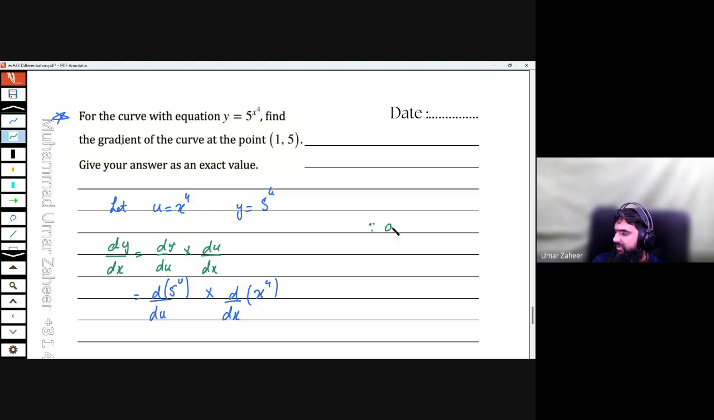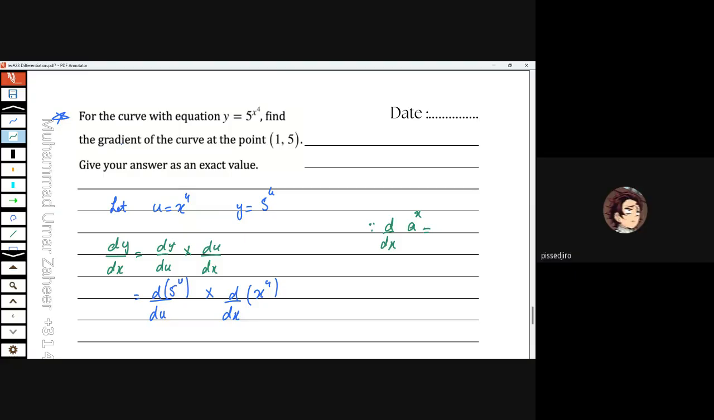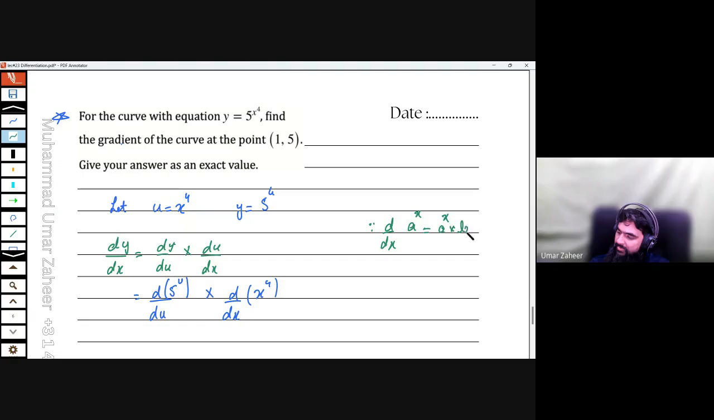For example, if you are taking the derivative of a constant raised to a variable power, what is the formula? It is a to the power of x and then natural log of a, multiplied by the derivative of whatever you have in the power. In this case, it is 1, so we are not writing it.